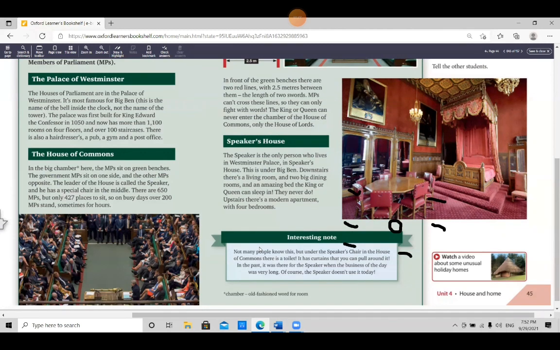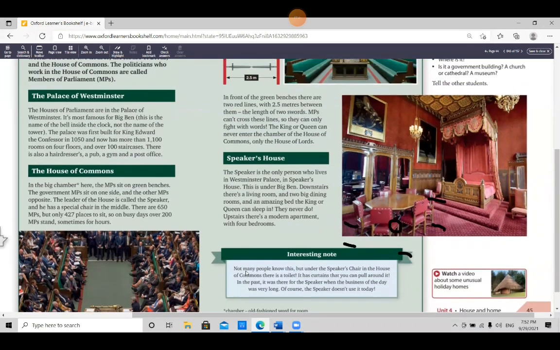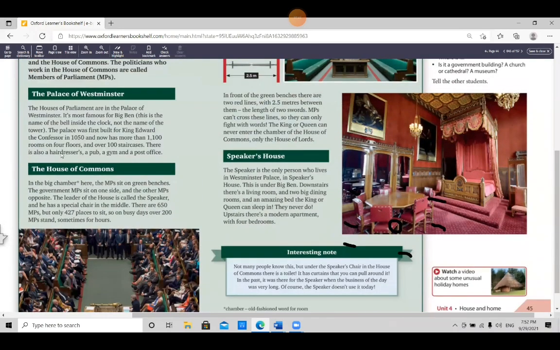So under the chair of the speaker, there is a toilet, in case he needs to use it on long, busy working days. But this is not for today. It was only in the past. Do you have any difficult word or anything not clear in the text?